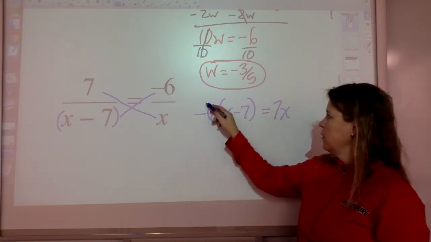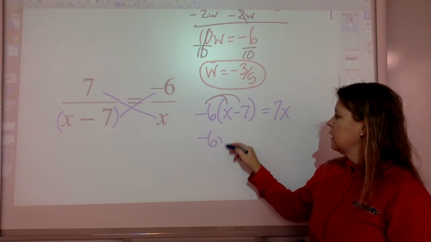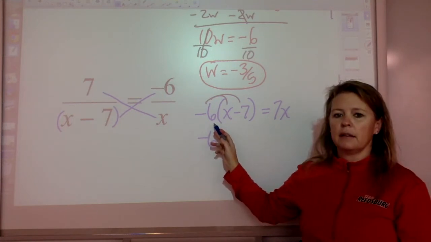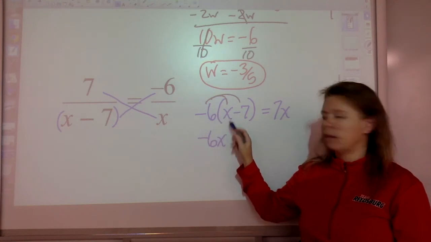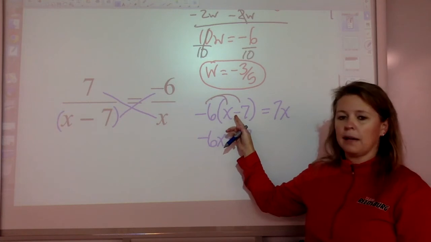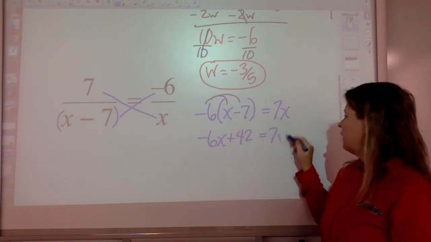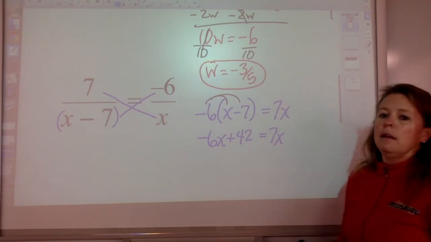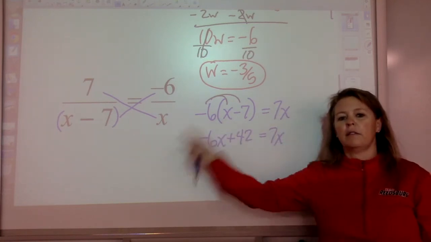We're going to distribute first, even though that's on the left side. Distribute always happens first. Negative 6x, be careful, a negative times a negative is a positive 42. You have to use both negatives. You can't just drop down the subtraction sign. Equals 7x.